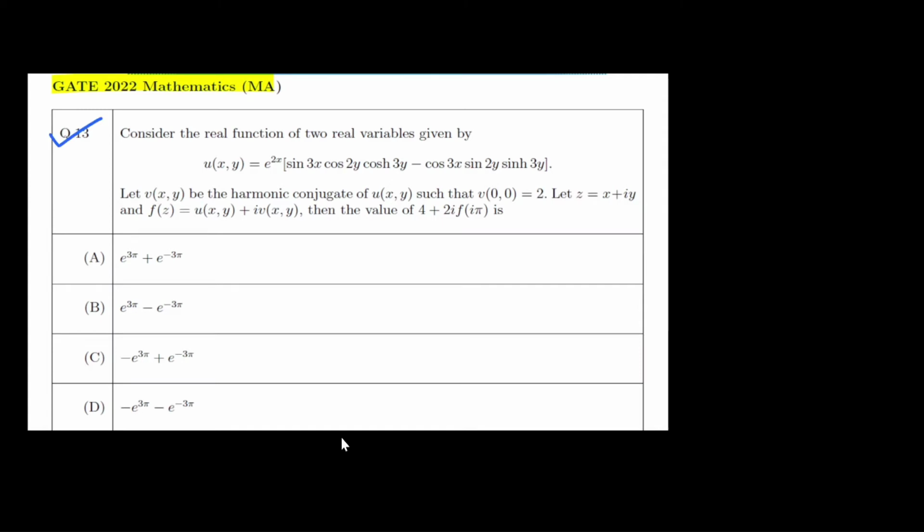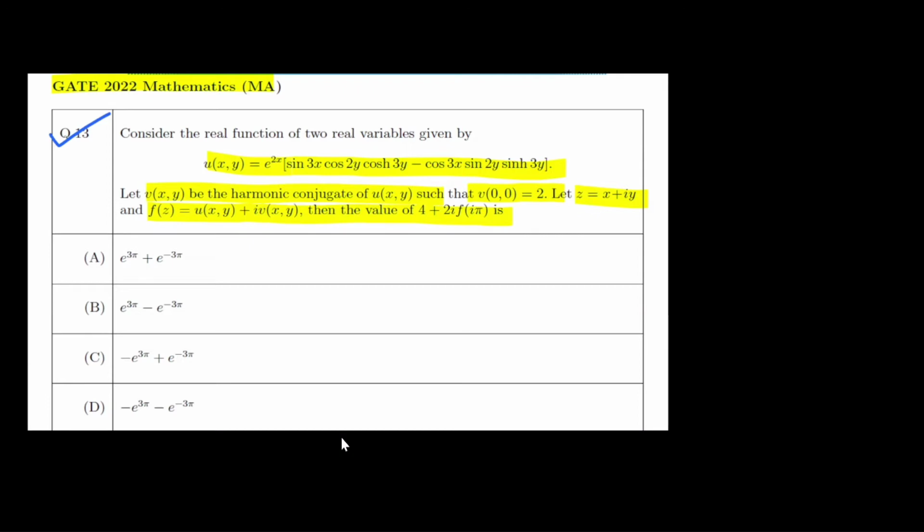So question number 13 says that consider the function of two real variables given by u(x,y) equal to this function, and v(x,y) be the harmonic conjugate of u(x,y) such that v(0,0) equal to 2. Let z equal to x plus iy and f(z) equal to u(x,y) plus i v(x,y), then the value of 4 plus 2 pi f of i pi is. We apply Milne Thompson method directly to solve this question.